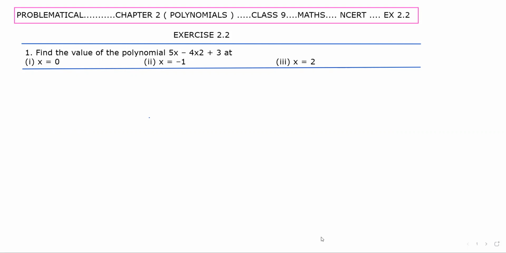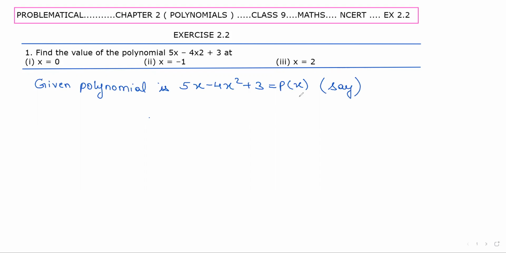So our given polynomial is 5x minus 4x squared plus 3. I'm calling it P of x. And since this is my assumed variable or a notation, hence I'll write say, it is equivalent to saying let P of x is equals to the given expression. So this is your P of x.